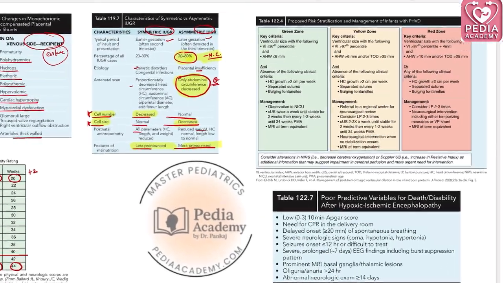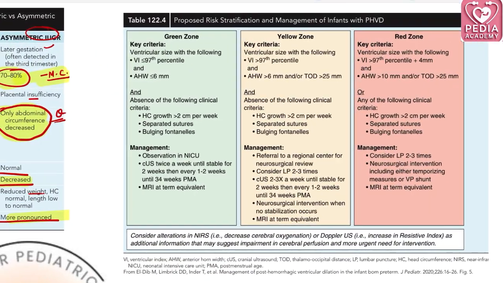This is a proposed risk classification of infants with PHVD, post hemorrhagic ventricular dilatation. This is ultra important. They'll ask you which is the green zone, which is the yellow zone, and which is the red zone. Every zone they'll ask. Basically, these are the criteria.